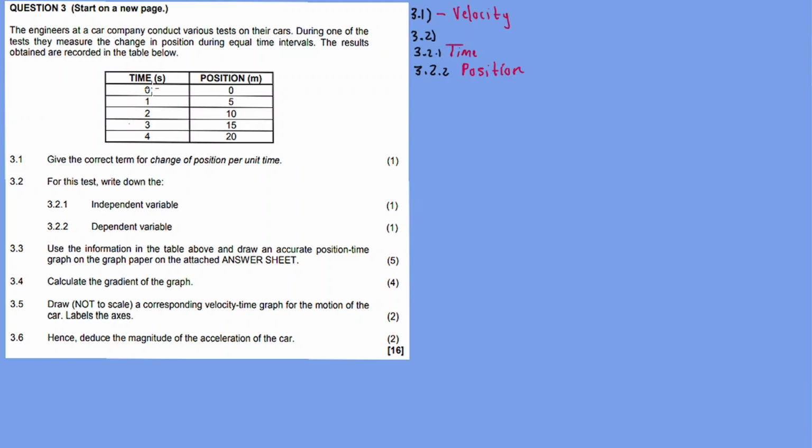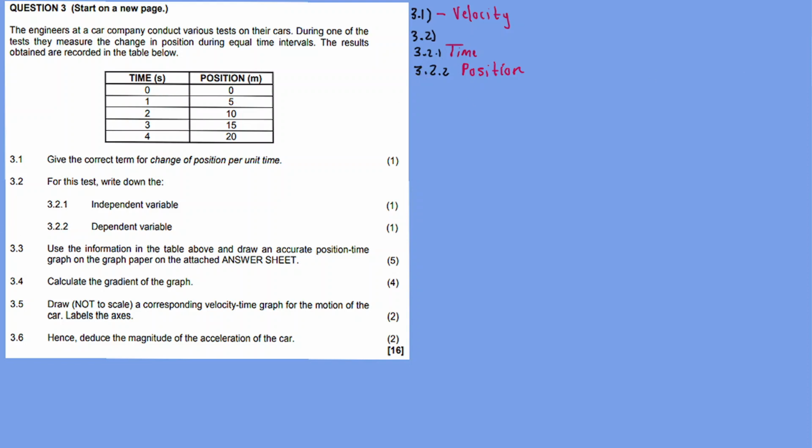For instance, the experiment was conducted from 0 to 1 second. This is independent, I don't control this variable. And then position depends on the independent variable. So the dependent variable depends on the change happening to the independent variable. So position changes over time. So time is the independent variable.